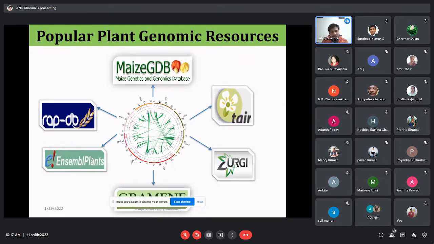And Gramene is dedicated to providing information about all the members of the Gramineae family, the Poaceae family. So that is also one of the most open access platforms for the identification of genes and gene families.